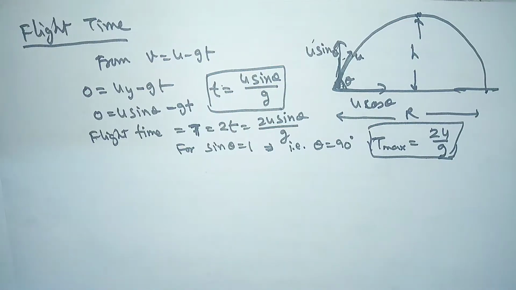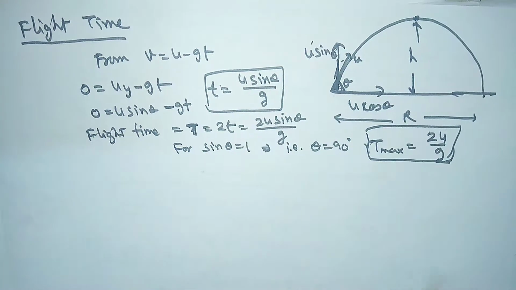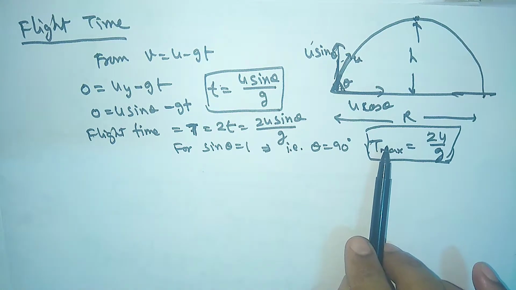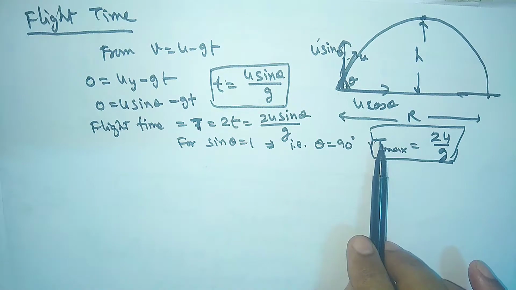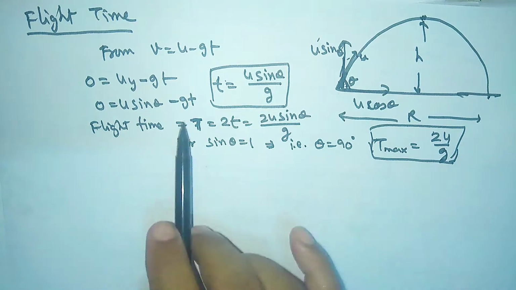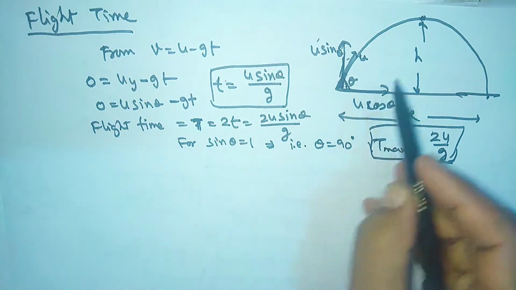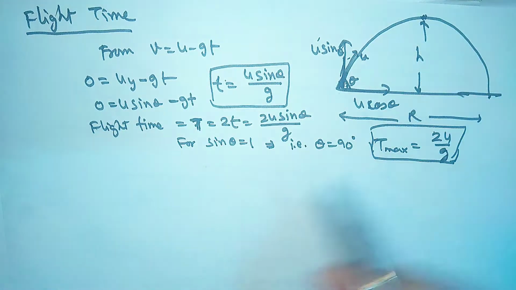Okay, so if you throw a body in upward direction at 90 degree, however this motion will be a straight line, the body will remain for maximum time. Okay, it will take maximum time in the air, that is the flight time. Okay, now come to the other one, the formula of the height.